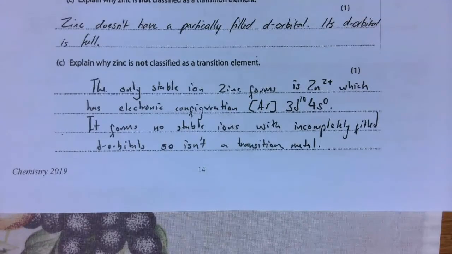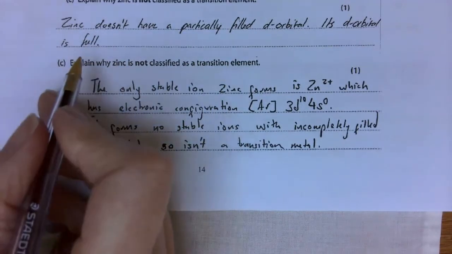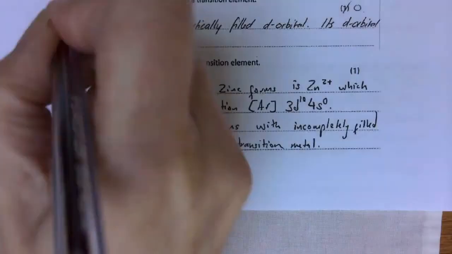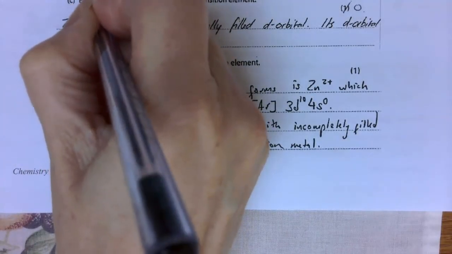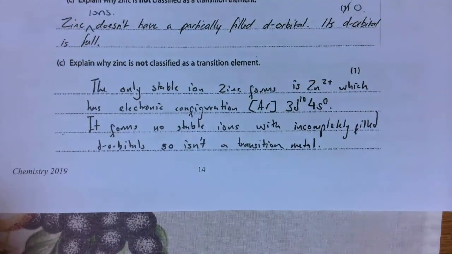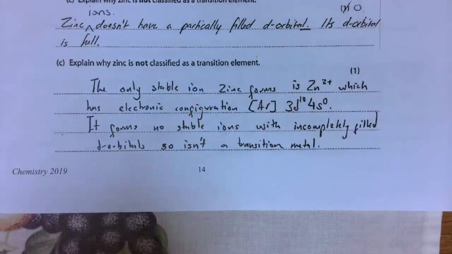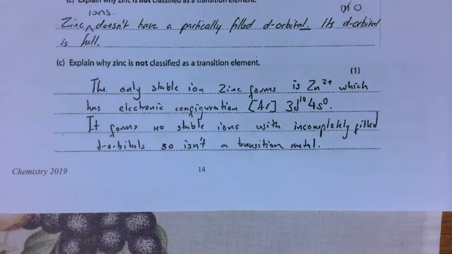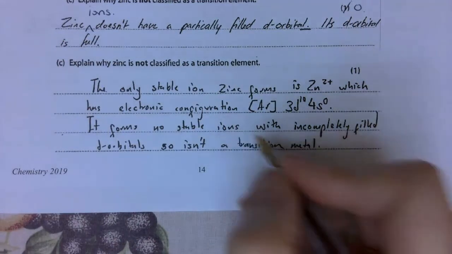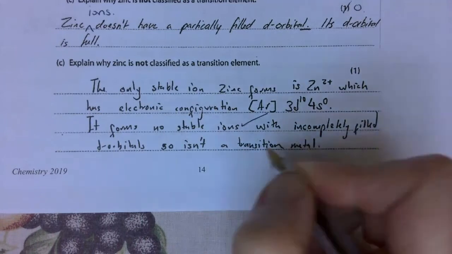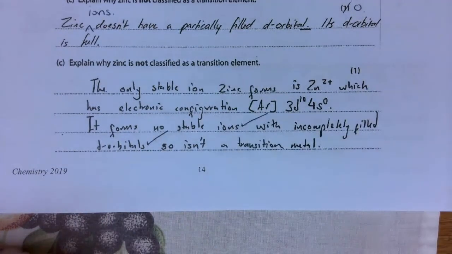Another classic mistake is not being detailed enough in your answers about why zinc is not classified as a transition metal. This one didn't score the mark. It's not zinc, remember, it's the zinc ions, which don't have a partially filled d orbital, and again there's a mistake there, that should be d orbitals. The second example is a good example. It forms no stable ions with an incompletely filled d orbitals, so it isn't a transition metal. You need both of those for the mark.